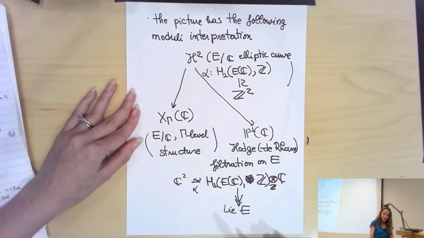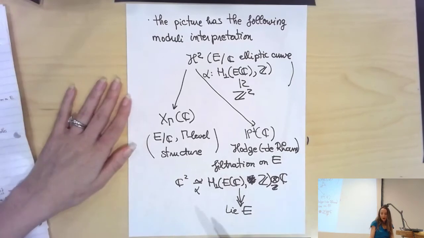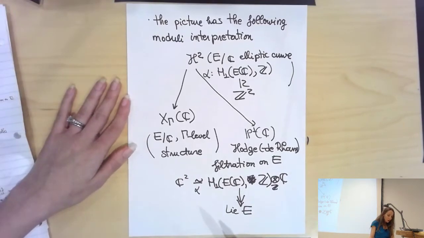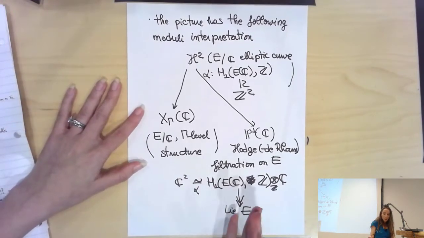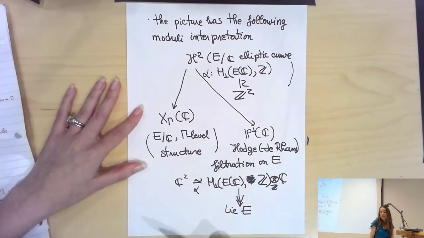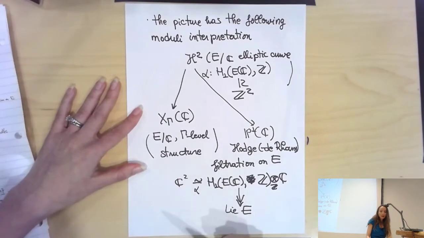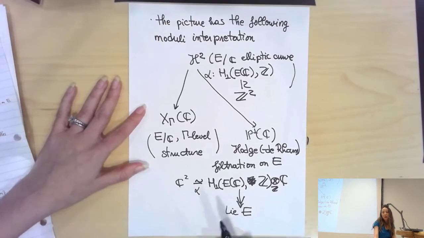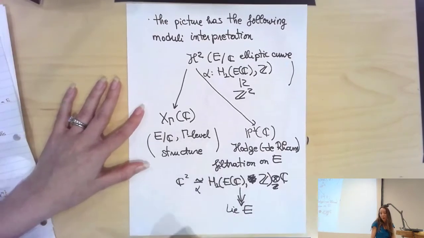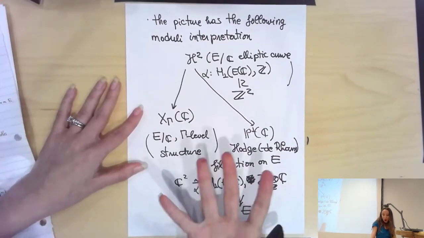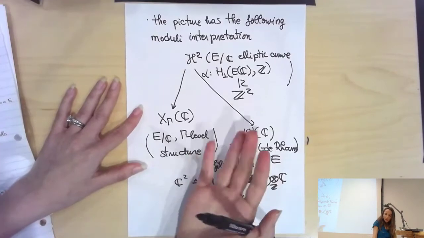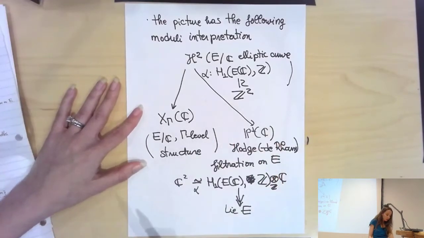Okay, so there's this moduli interpretation, and this is what we want to have in the p-adic picture as well. And instead of using singular cohomology, we want to use étale cohomology. And instead of this Hodge-de Rham filtration, what you want to use is the Hodge-Tate filtration.